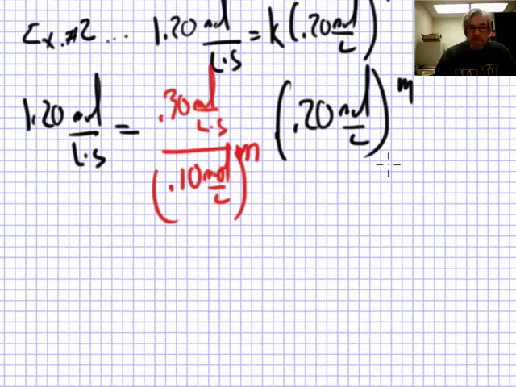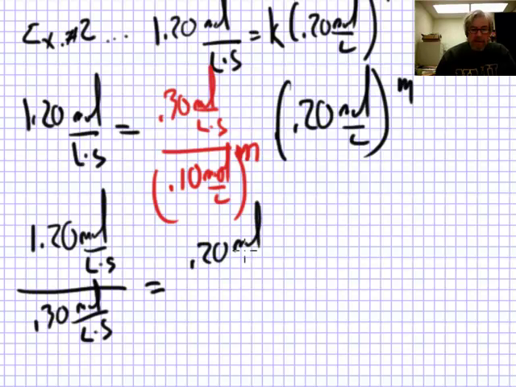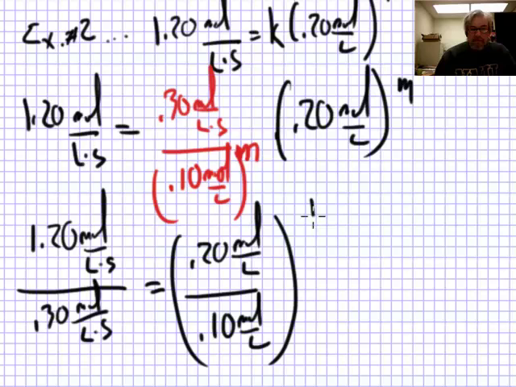And we'll follow the same strategy that we did before. I'll divide both sides by 0.30 moles per liter second, and I'll get on the right hand side 0.20 moles per liter divided by 0.10 moles per liter, and that's raised to the m power. Crunching this down, 1.2 divided by 0.3 is equal to 4. 0.2 divided by 0.1 is 2. So 4 is 2 raised to the m power. Clearly, it's easy to see, and without doing any fancy math, that m has got to be 2 here.